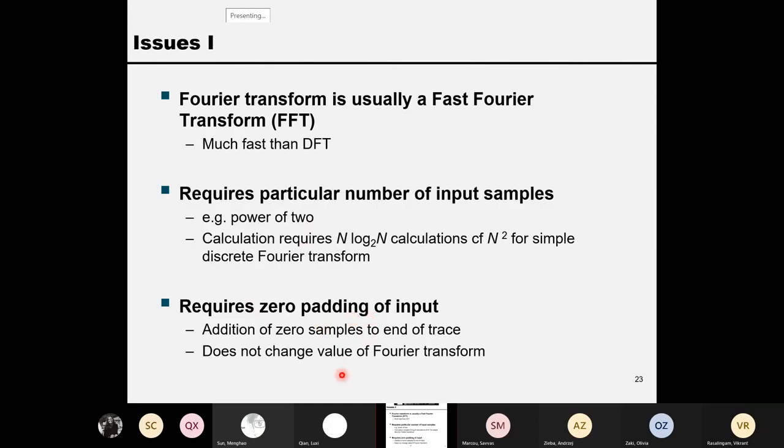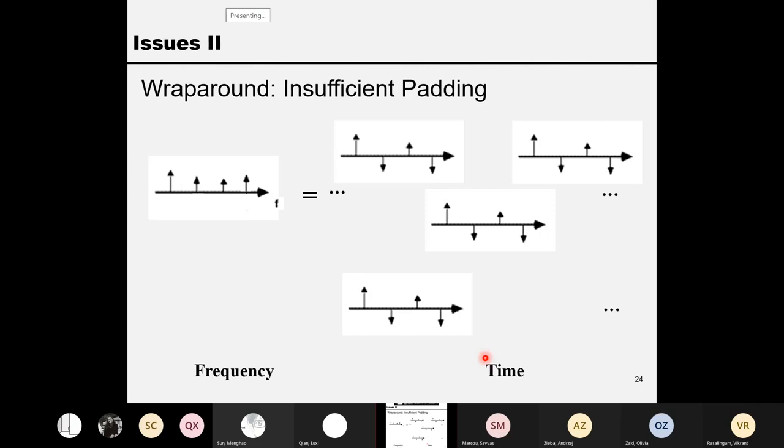Adding zeros to your original time series does not change the Fourier transform, because the zeros are only there for the folding, but they do not change the original Fourier transform. As I said before, it's energy conservation. It's still the same energy.